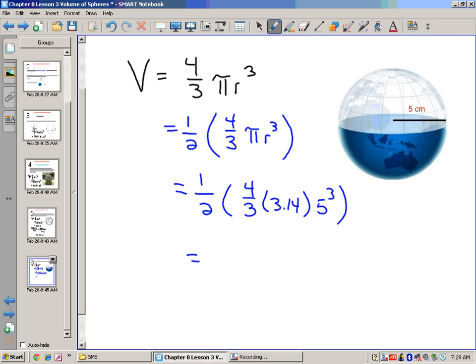Okay, we punch that into our calculator, and we are going to get 1/2 in parentheses 1 ABC 2 parentheses 4 ABC 3 times 3.14 times 5 to the third power parentheses equals, and you're going to get 251.8 centimeters cubed.